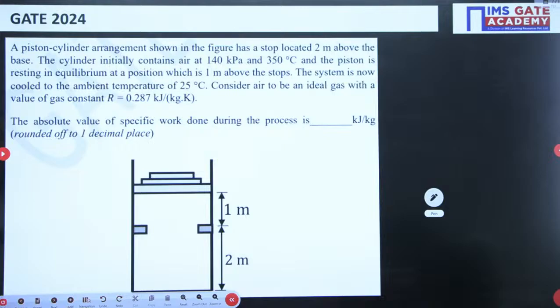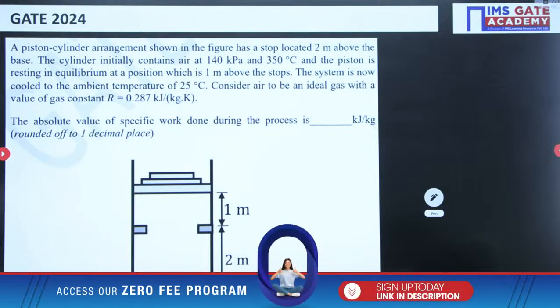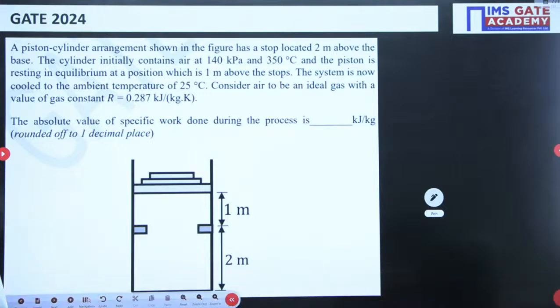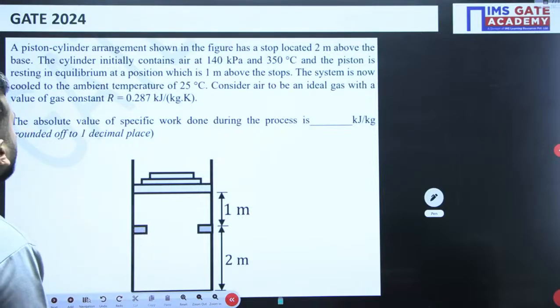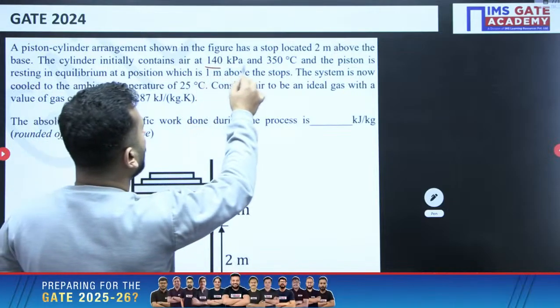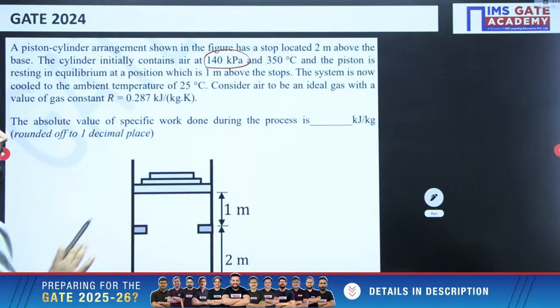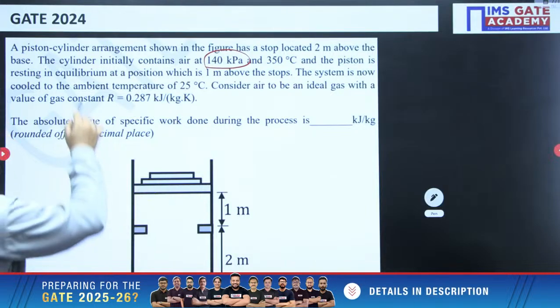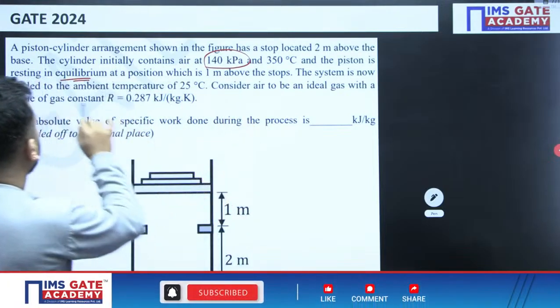Okay. And now, my dear friends, finally the GATE 2024 question which has come this year itself from piston cylinder. We will see this question also. A piston cylinder arrangement shown in the figure has a stop located 2 meters above the base. The cylinder initially contains air at 140 kPa. So here 140 kPa air is there, and the piston is resting in equilibrium at a position which is 1 meter above the stop. The system is now cooled.